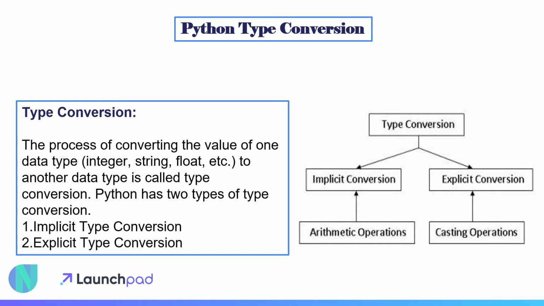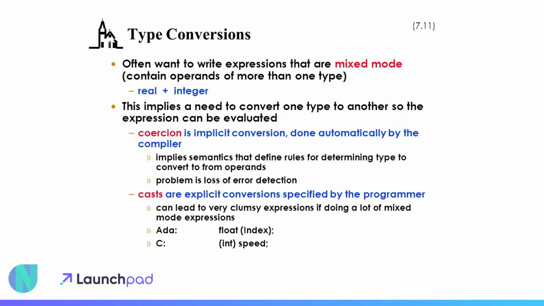So there are two types of conversion, that is implicit conversion and explicit conversion. Under implicit conversion there is the further classification of arithmetic operations, whereas explicit conversion involves casting operations.